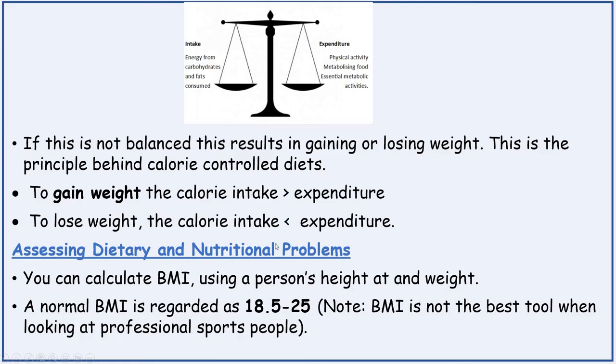So assessing dietary and nutritional problems, you can calculate BMI using a person's height and weight. A normal BMI is regarded as between 18.5 and 25. BMI sometimes is not the best tool when looking at professional sports people, because muscle weighs way more than fat.